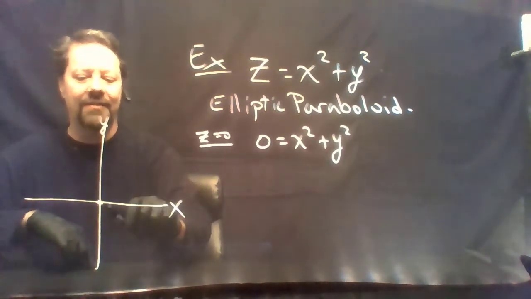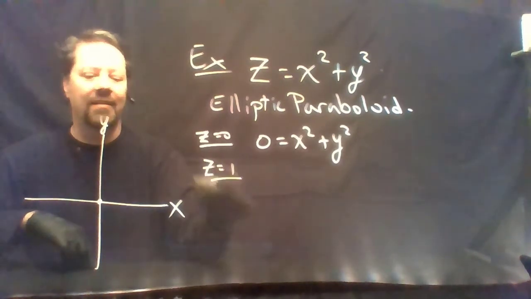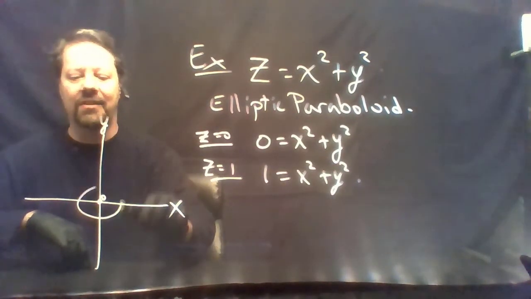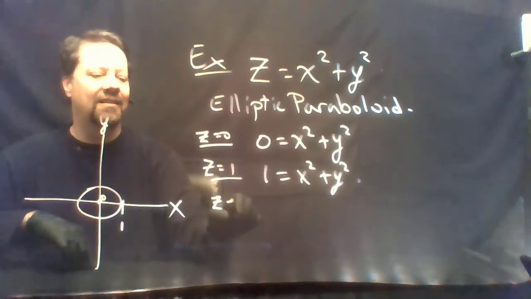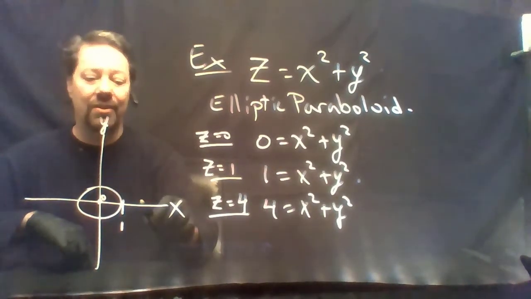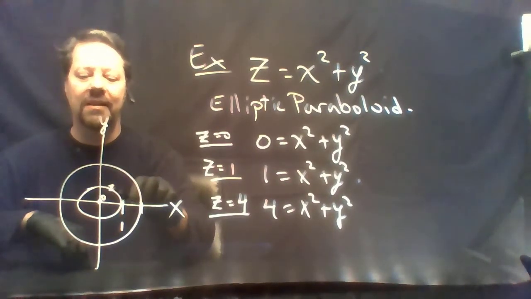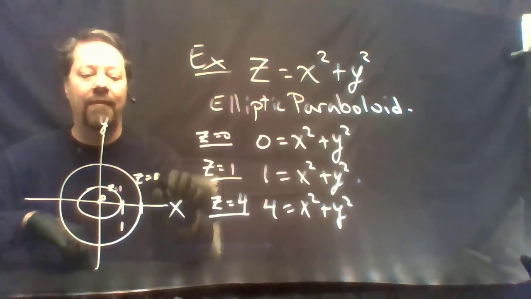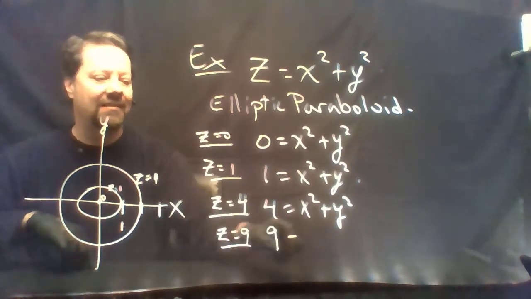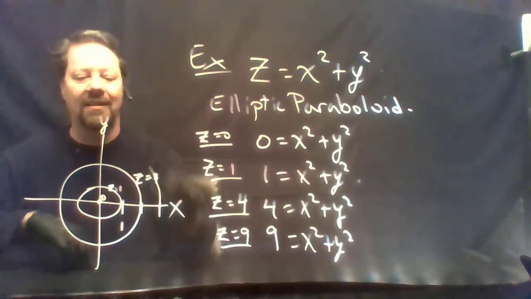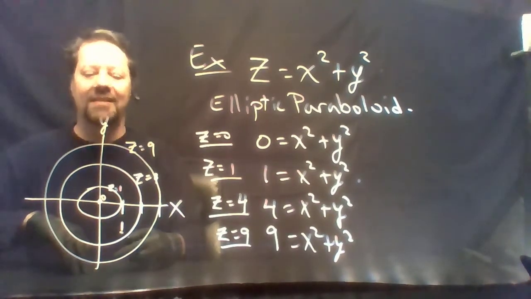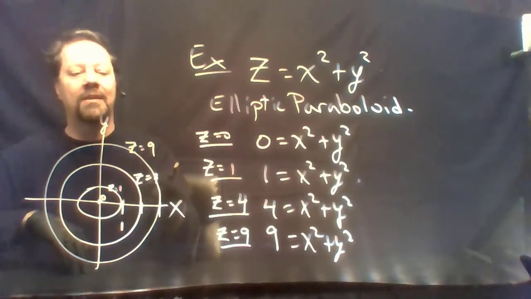Let's plot these level curves in the xy plane. This is your z equals 0 level curve. At z equals 1, we get a circle of radius 1. Z equals 4 gives you a circle of radius 2. So this is z equals 1. Here we have z equals 4. And circle of radius 3 is at z equals 9. You get a kind of topographical map of the surface. A low point here, it goes up, up, up, along the sides.